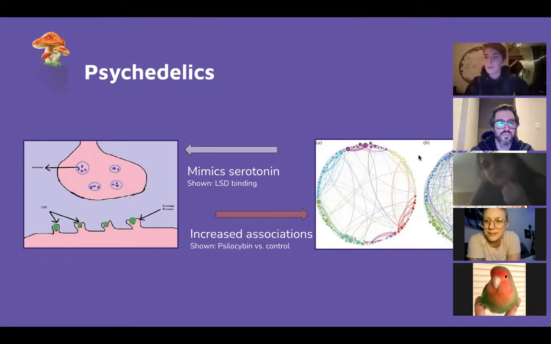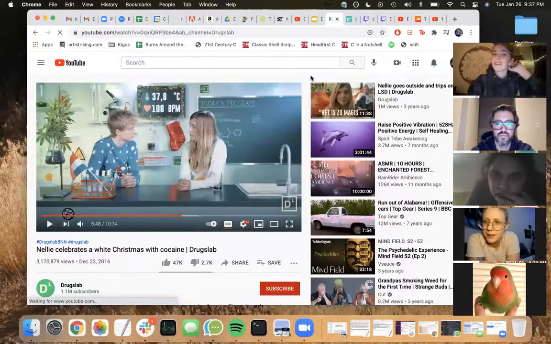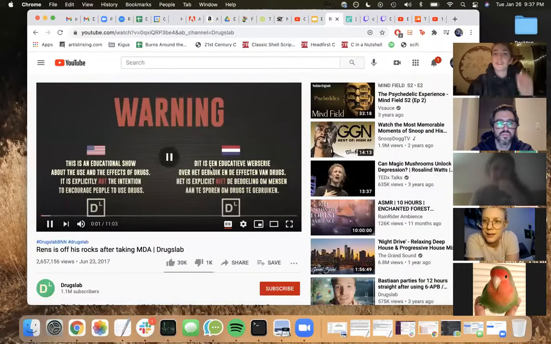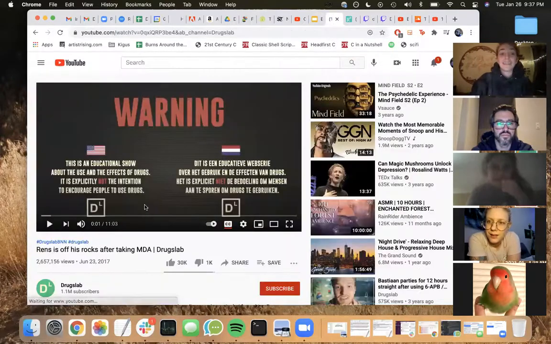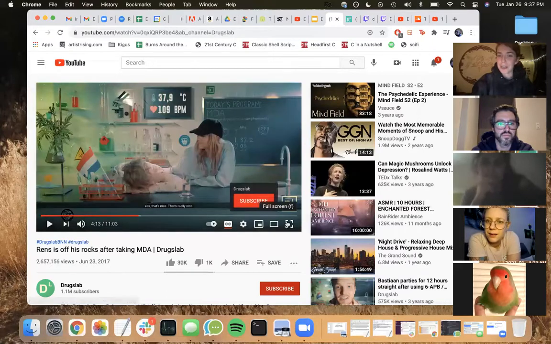And this is just a sneak peek at a web of associations, like neural associations, that are induced under the influence of something like psilocybin. We'll come back to all of this. It's just a teaser. And then there's the other side of the coin with common serotonergic drugs like MDA. For instance, this is MDA. It's kind of like a cousin of MDMA.